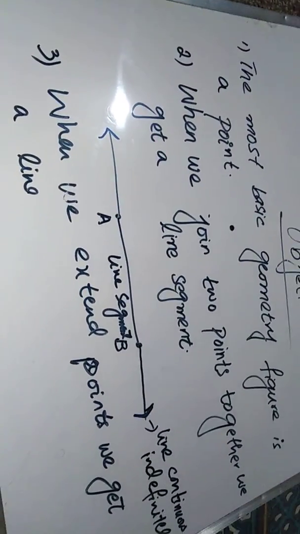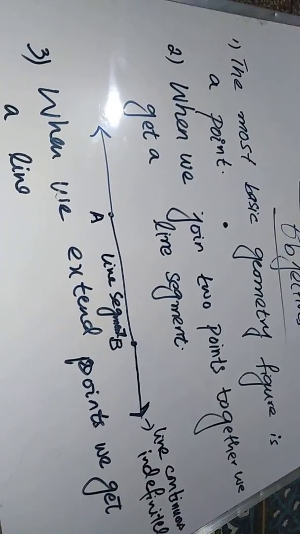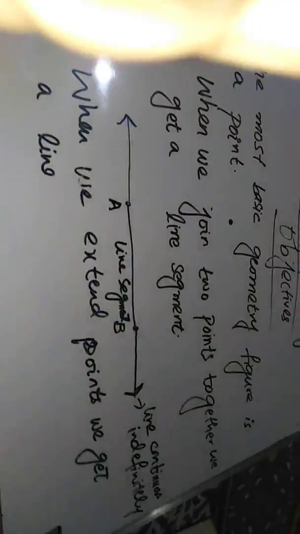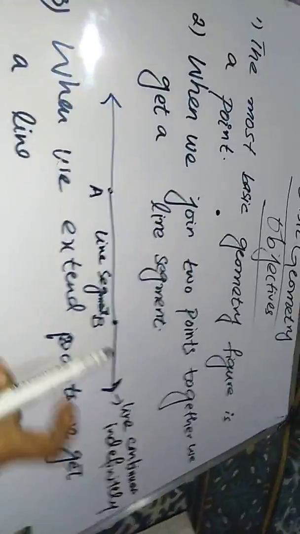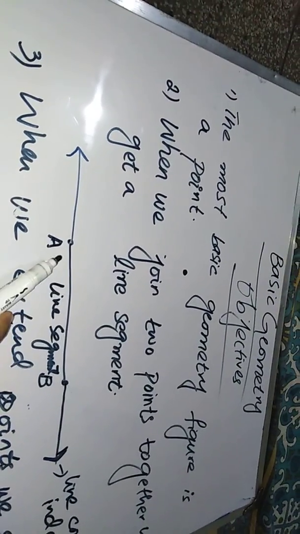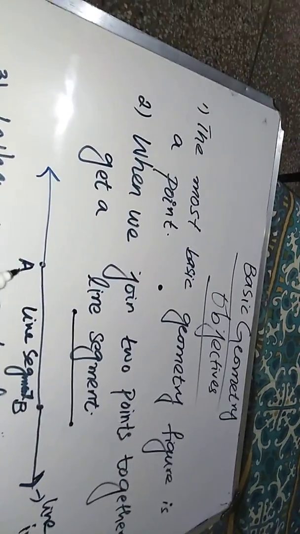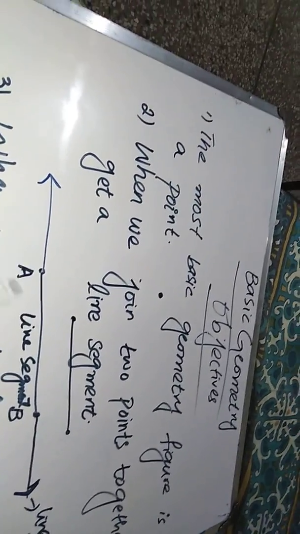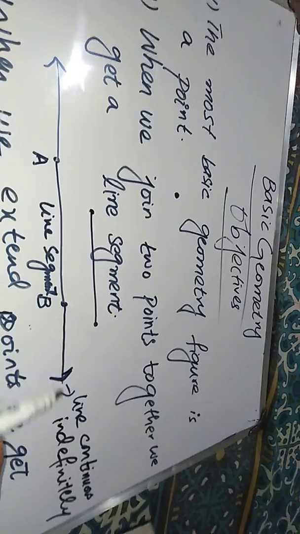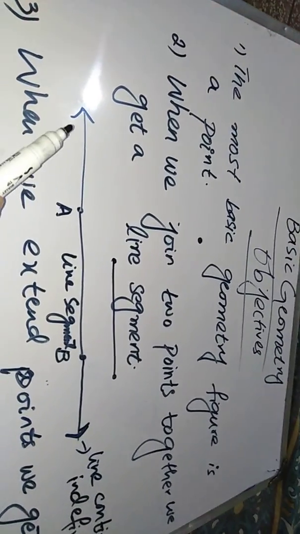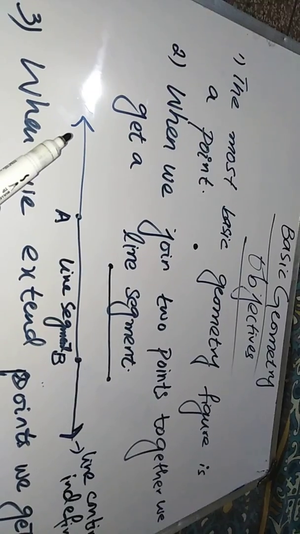Now let's revise what we have discussed. Basically we have discussed three points till now. First, the basic geometric figure is a point. Then, when we join two points together, we get a line segment. Let's suppose this is point A and B. This is a line segment. But when we extend the points, we get a line. Whenever we have arrows at the end of the line, it means that it continues indefinitely on the right hand side, and this arrow means that the line continues indefinitely on the left hand side.